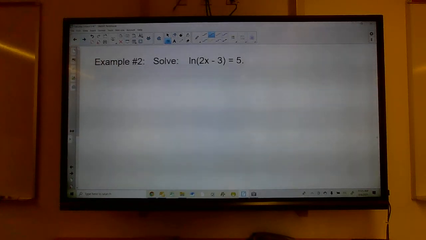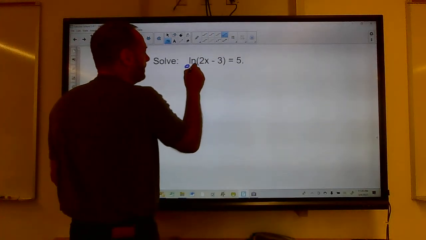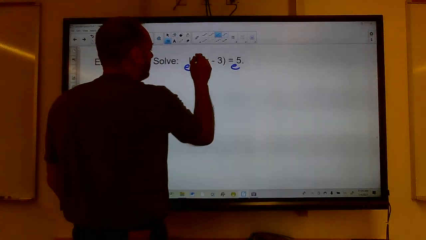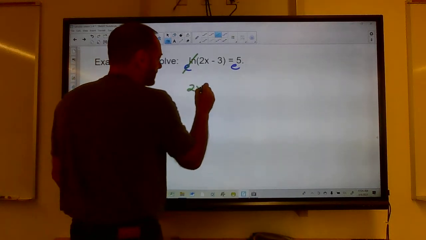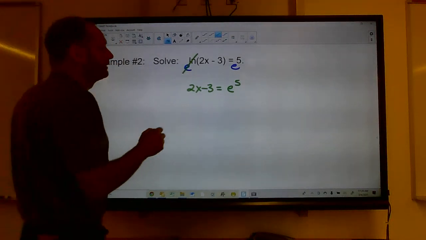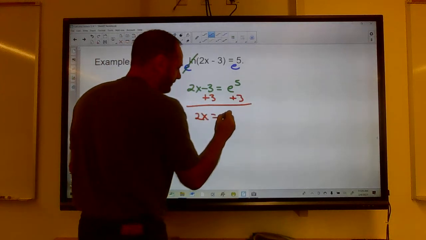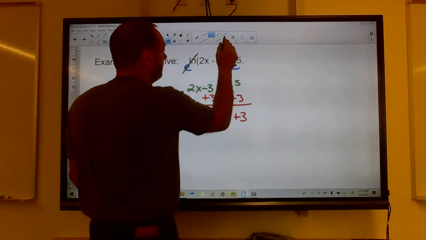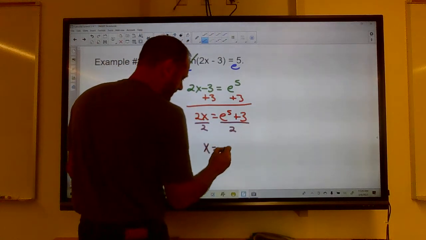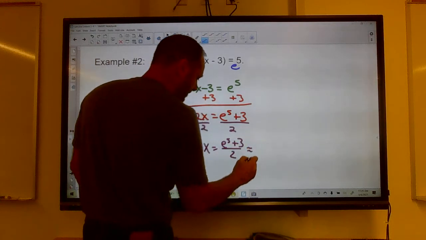Okay, here I've got a natural log equation. I want to get rid of that natural log so I can solve for x. So what I would do is take e to that power on both sides, and then this cancels, and I get 2x minus 3 equals e to the 5th power. Now it's just algebra, right? Add 3. So 2x equals e to the 5th plus 3. And divide by 2. So x is e to the 5th plus 3 divided by 2, which is the exact answer.